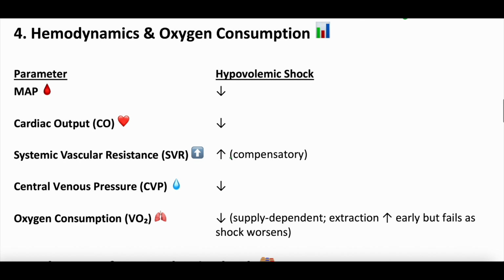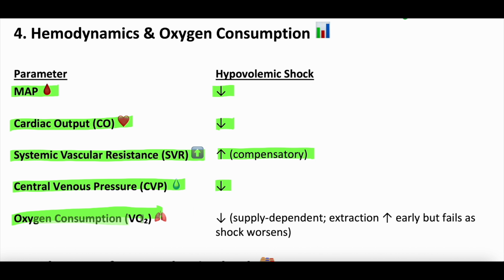All right, hemodynamics and oxygen consumption. So this is probably straightforward, but again, we're kind of going to repeat some of the themes here so people can make sure they get a full grasp on it. So your mean arterial pressure in hypovolemic shock drops. Your cardiac output drops because you have less venous return to the heart. Your systemic vascular resistance increases to try to compensate. You vasoconstrict. Your central venous pressure is going to be low, right? Because you have decreased preload, decreased venous return. Your oxygen consumption is going to be increased early, but then as shock worsens, it will decrease because you're extracting so much oxygen in your shock state.